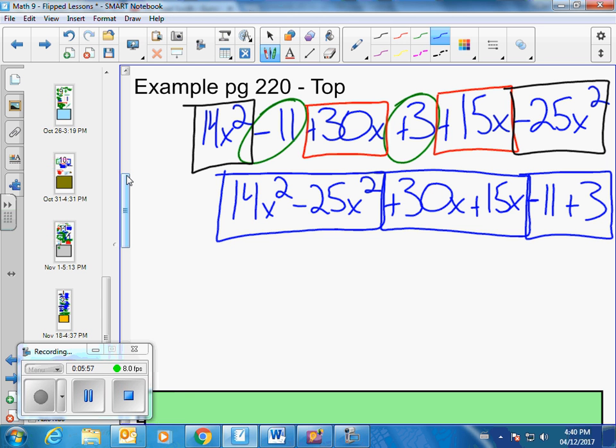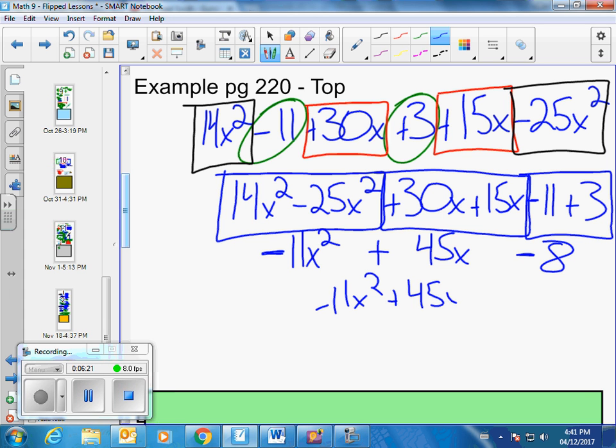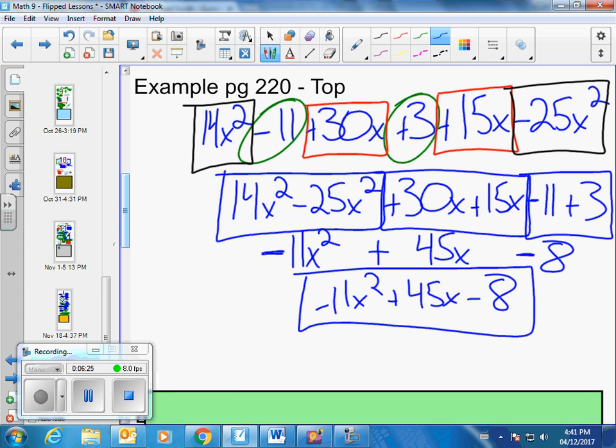14x squared minus 25x squared winds up becoming negative 11x squared. 30x plus 15x is a positive 45x. Negative 11 plus 3 gives us a negative 8. So negative 11x squared plus 45x minus 8 is our final simplified equation for that one.